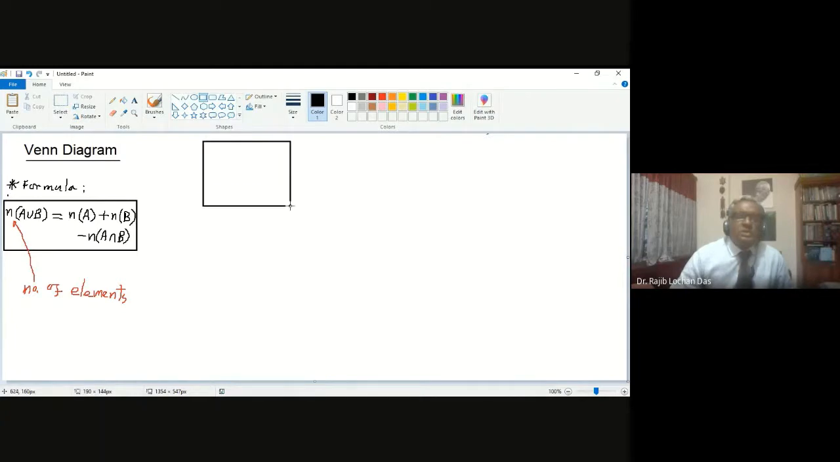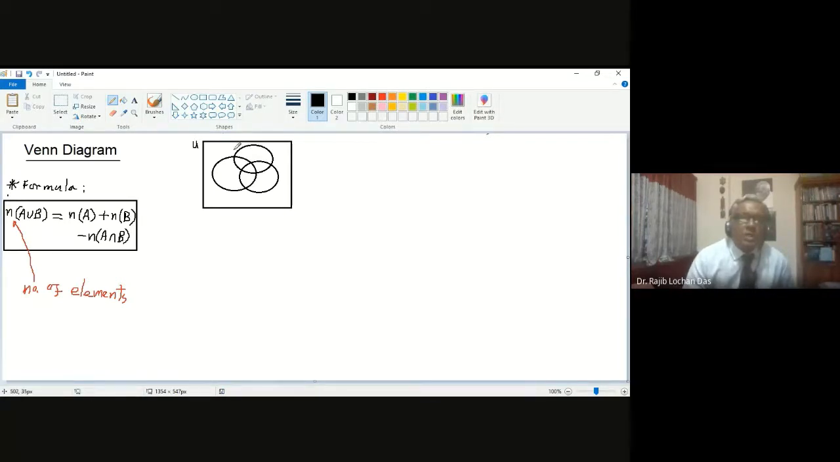In a 3-set Venn diagram, there will be 3 circles inside. One is A, one is B, one is C. So this is one circle, this is one circle, and this is another circle. And I told you already, do not think about small circle or big circle. Small or big does not matter at all. So there will be 3 circles, so 3 sets. The square is the universal set and the circles are the sets.